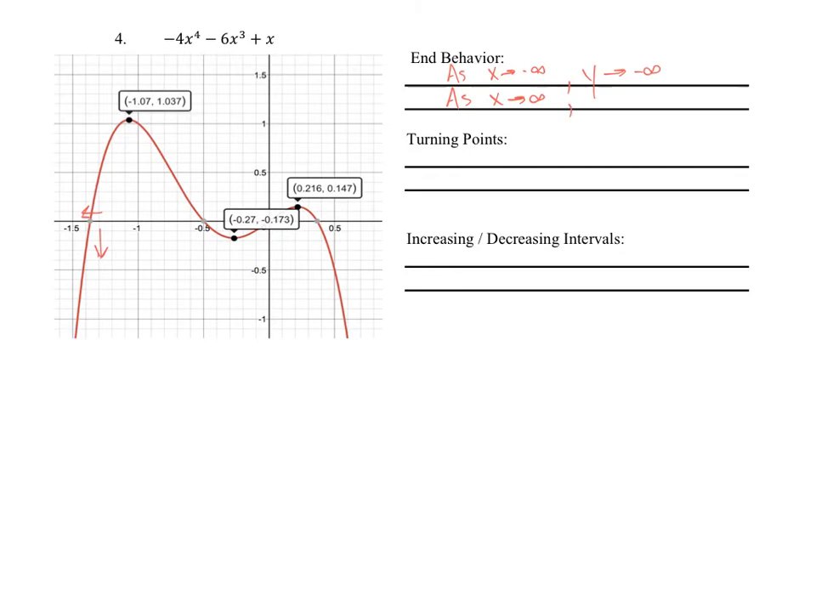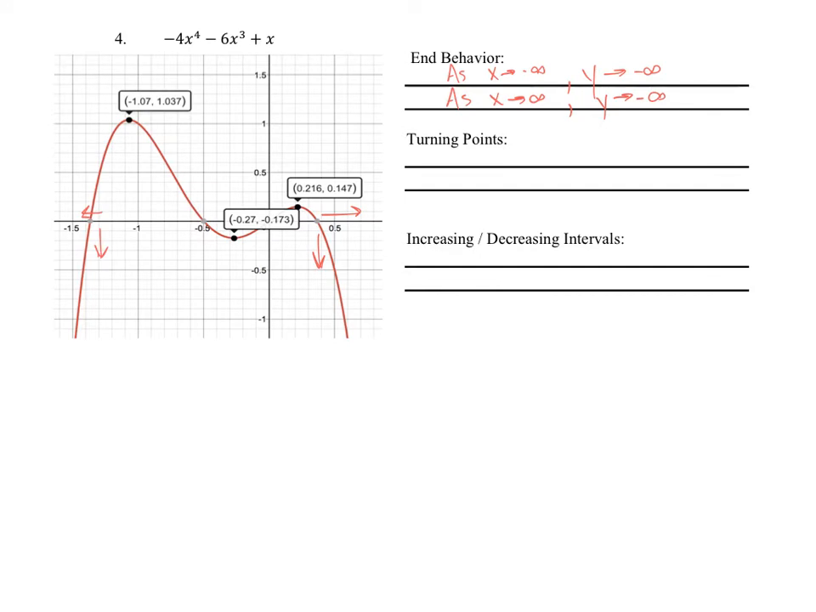Now let's talk about the other side. As I pass my final root on the right and travel in the positive x direction, I also go downward. So as x approaches positive infinity, y approaches negative infinity, just like it did in the other direction. So that's the end behavior of this function.